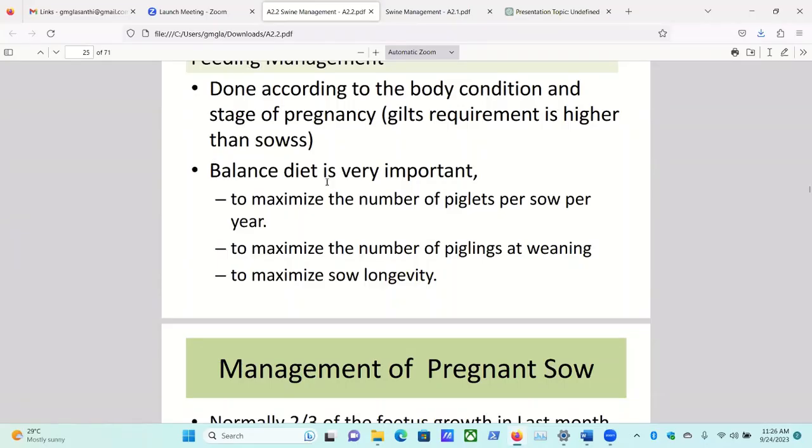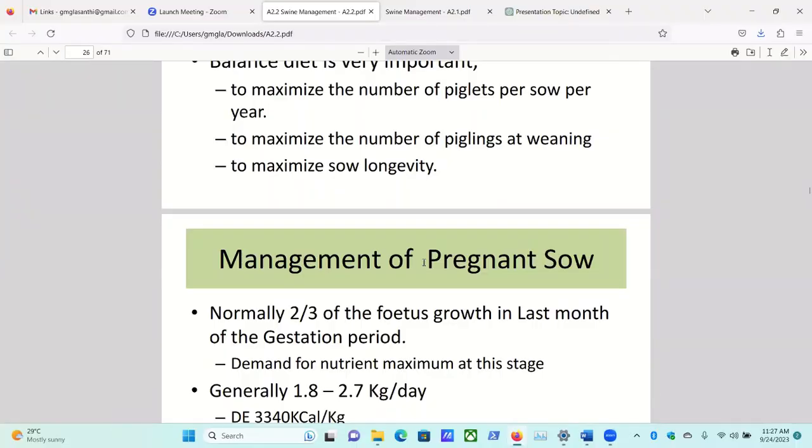So a balanced diet is very important to maximize the number of piglets per year, because we can have so many piglets. And to maximize the number of piglets at weaning, we have to avoid runts. The runt means the piglets which show low weight, because they will die at the weaning stage. And maximizing sow longevity means we should utilize that sow for a longer period.